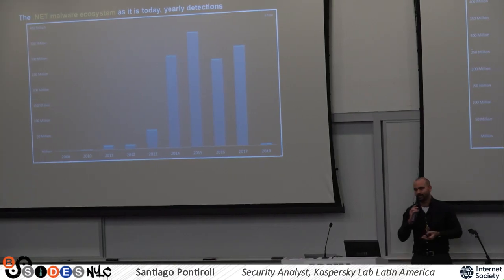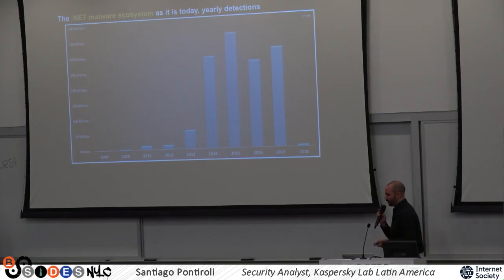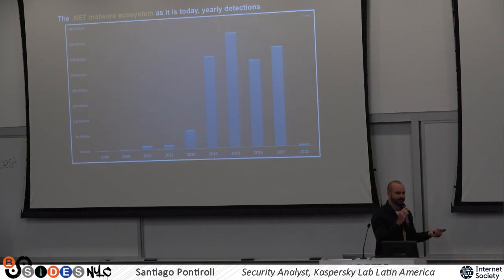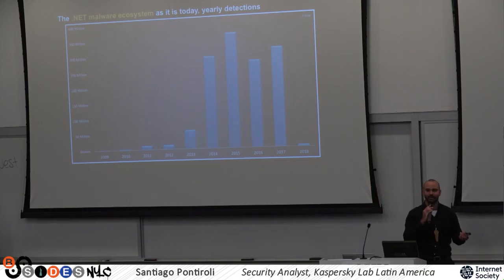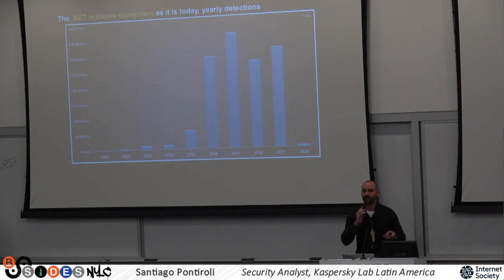Because when you have 300 million detections, and you have as many, if not more, samples, then you need to find that needle in the haystack. It's very difficult to find those threats that are worth researching about, those threats that are worth for customers to pay for your threat intelligence feed. You need to find something special, and that's where YARA comes in.